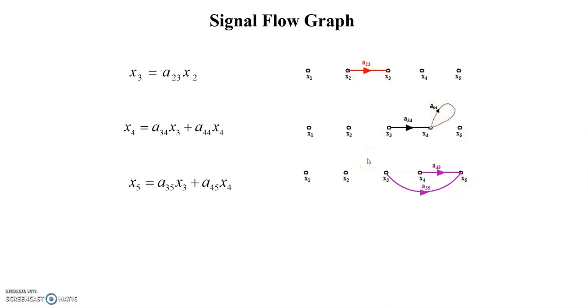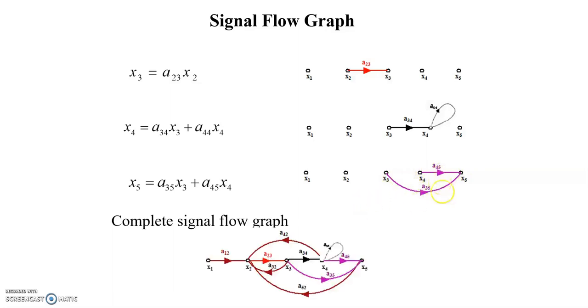Next one, X5 is equal to A35 X3 plus A45 X4. So what is X5? X5 is X3 into A35 and then A45, you can draw like this. Next, the complete signal flow graph is this one. You can add all the signal flow graphs into one. So this is our complete signal flow graph for the given algebraic equations.